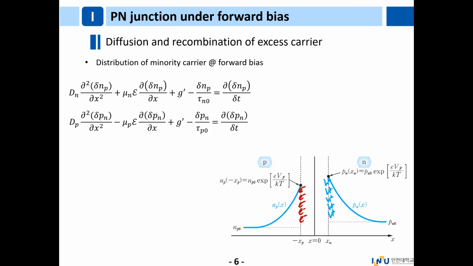When they diffuse to here, they are going to recombine and disappear. This would be the same here. They are going to diffuse, recombine with electrons and disappear, right? Then let's find the concentration distribution of excess carriers in the steady state.